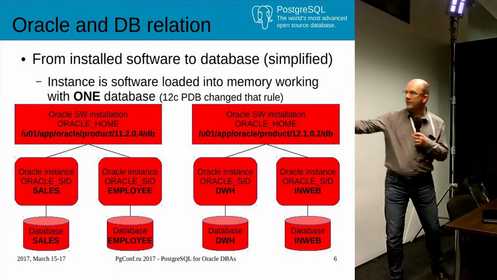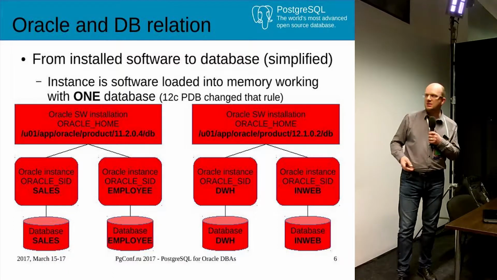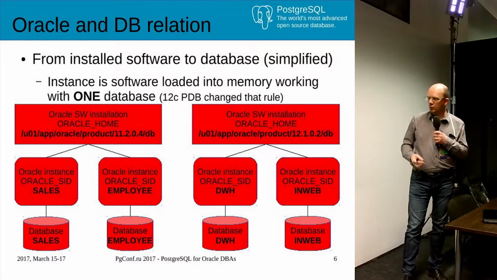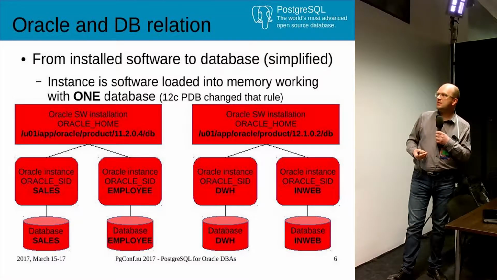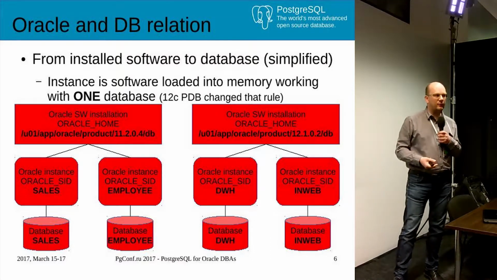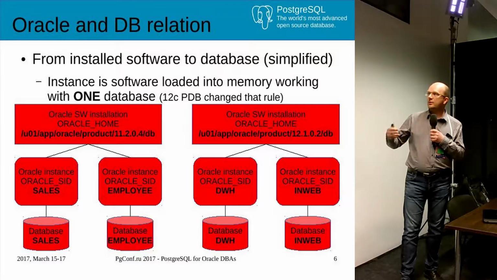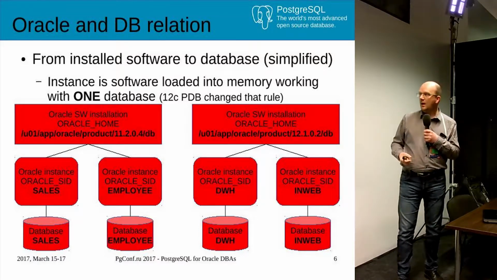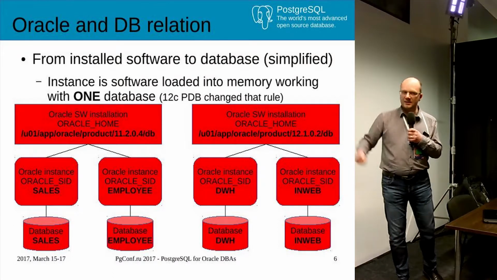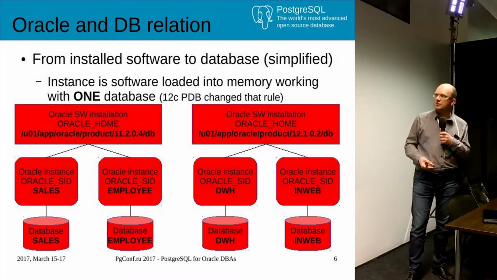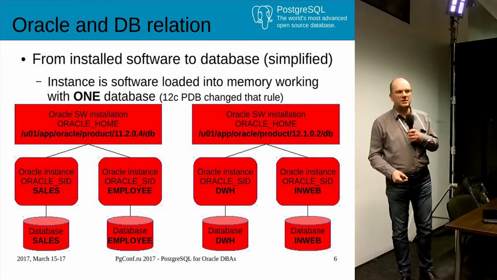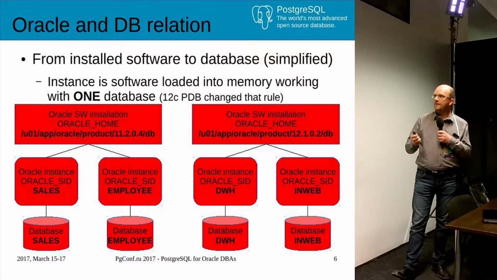This is probably well known to all of the Oracle DBAs. Okay, so we do have a database, there is an instance, which is a piece of software loaded into the memory, working with a set of database files which the database consists of. We have something which is called Oracle Home. This is an environment variable pointing to a directory where the software is installed. And for sure, from one installed software, we might run multiple instances, and we can have different versions of the software installed on one machine. And the instance works with exactly one database.